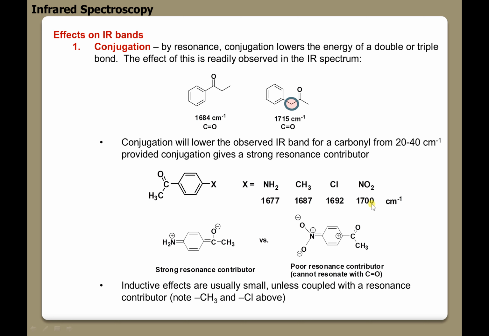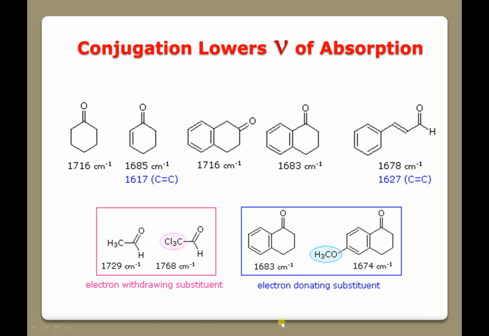Inductive effects are usually small unless coupled with a resonance contributor. These act through inductive effect. They come in between. So conjugation lowers the absorption in this pair. This conjugation has lowered the absorption. In this pair, this conjugation has lowered. This is broken here due to spacer. Here there is a conjugation. So theoretically it should have been this much, but it has gone down. Electron withdrawing groups are increasing, while electron donating are decreasing.